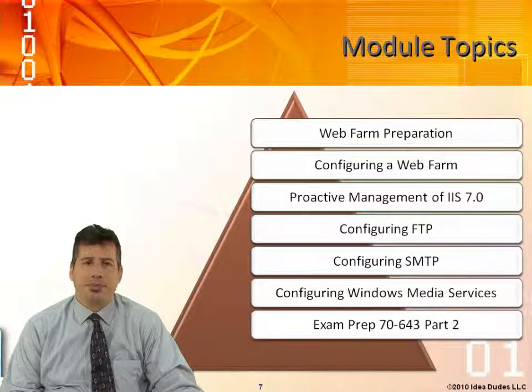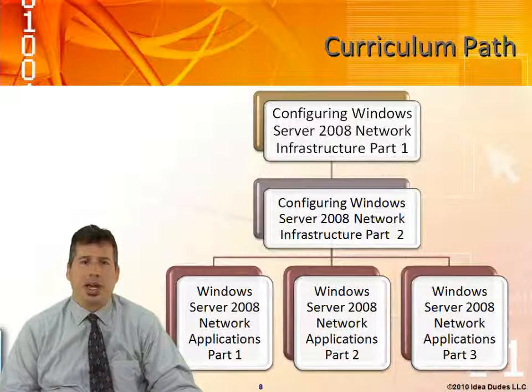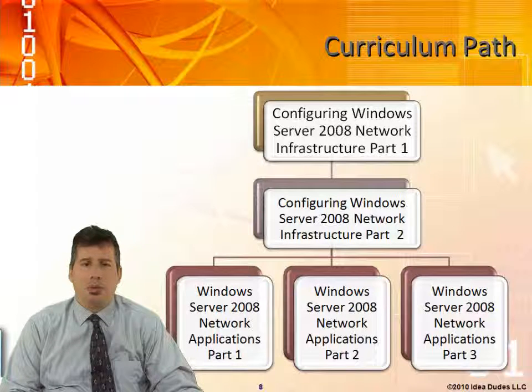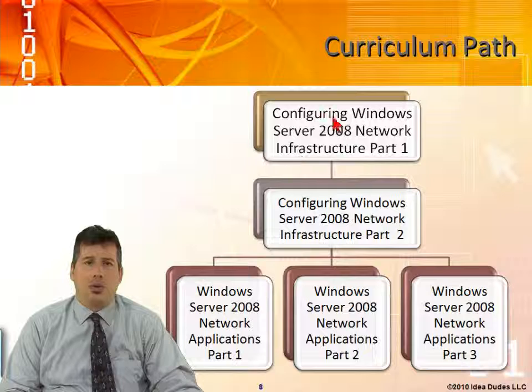So the curriculum path: configuring Windows Server 2008 Network Infrastructure Part 1. Then you did Part 2. Now we're on to Part 3 of the Windows Server 2008 Network Applications, which prepares you for the 70-643. The 70-642 were the configuring Windows Server 2008 Network Infrastructure Part 1 and Part 2.